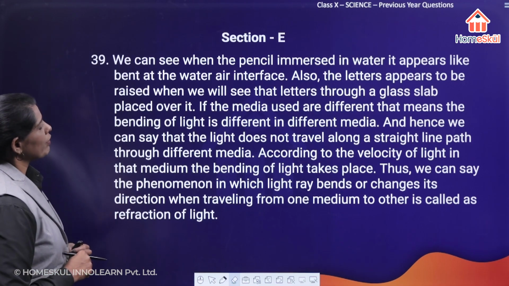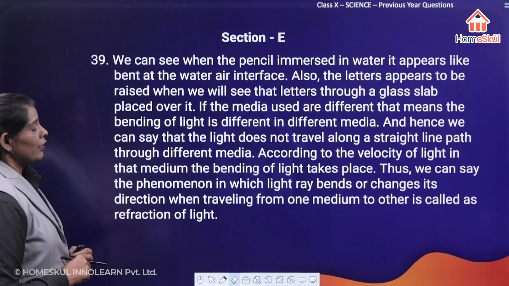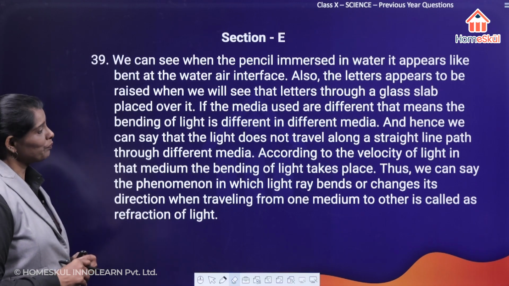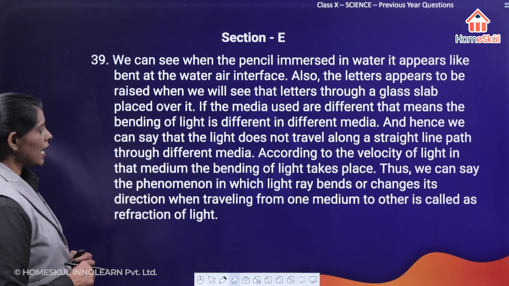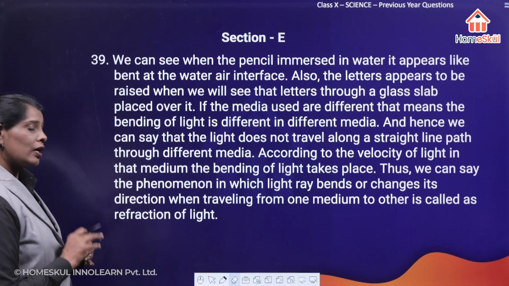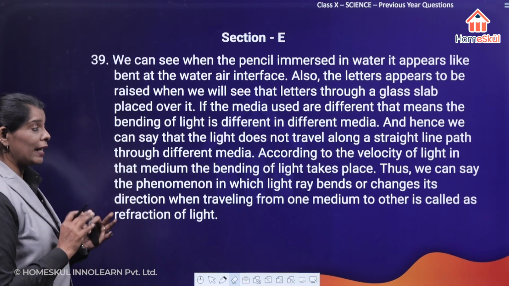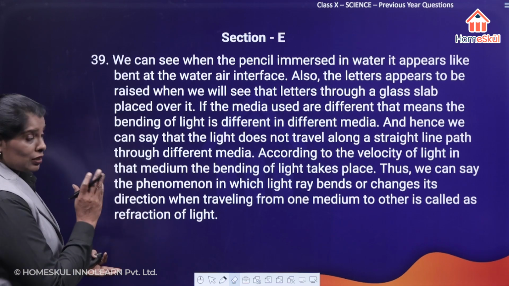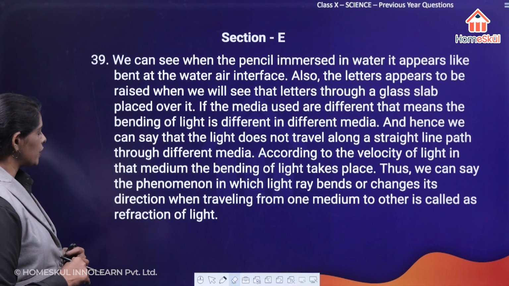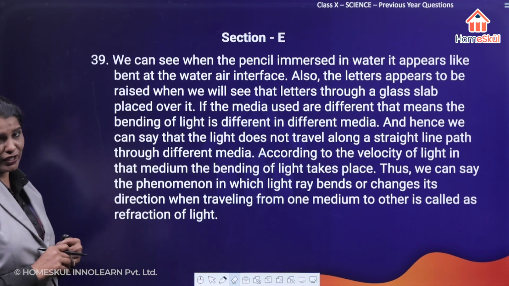Also the letters appear to be raised when we see the letters through a glass slab placed over them. If the media used are different, that means the bending of light is different in different media. And hence, we can say that the light does not travel along a straight line path through different media. There will be variations, yes. According to the velocity of light in that medium, the bending of light takes place because the refractive index changes. Thus, we can say that the phenomenon in which the light ray bends or changes its direction when traveling from one medium to another is called the refraction of light.